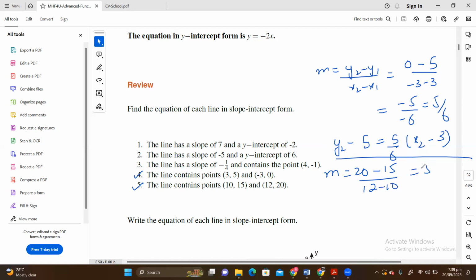The fifth one: the line contains 2 points, 10 and 15 and 12 and 20. So m is equal to 5 by 2. So y minus 15 is equal to 5 by 2 times x minus 10.